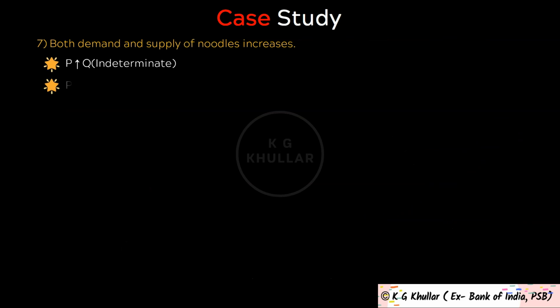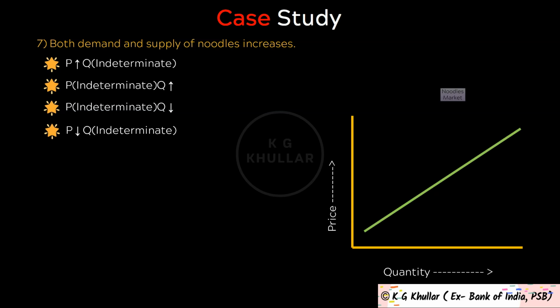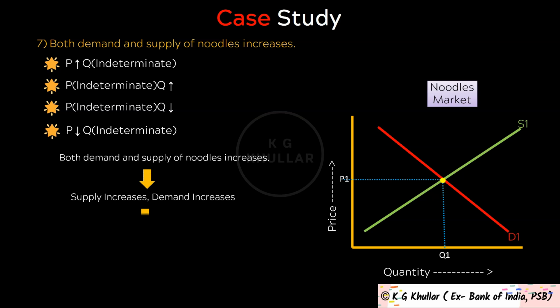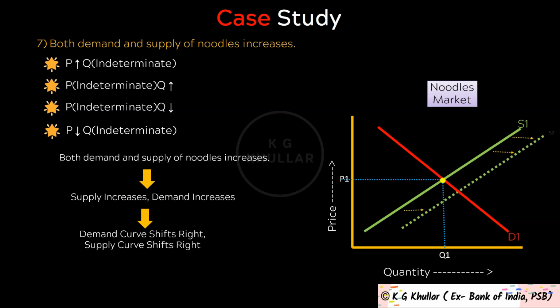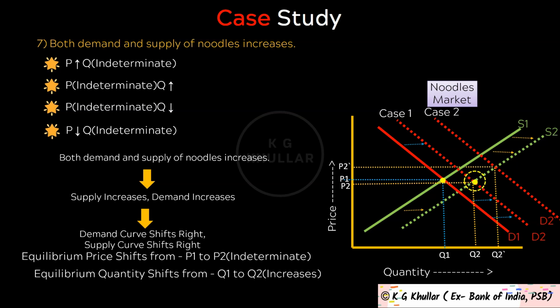The next question is, both demand and supply curve of noodles increase. And these options are given to you. Friends, I hope by now you can easily tackle this question. So for this question, the new demand and supply curve will look like this. And as you can see, equilibrium quantity without any doubt has gone up. But equilibrium price in this case is indeterminate. It depends upon how far or less we shift this demand curve. So the correct option for the given question is option B.